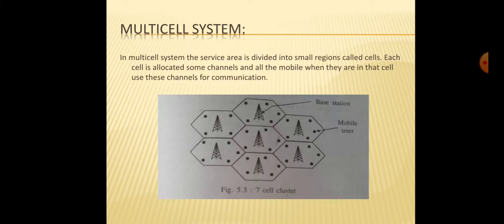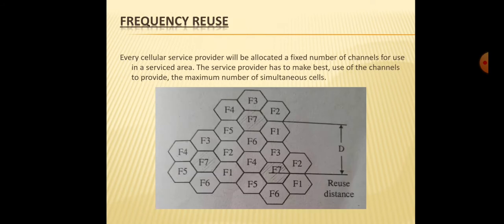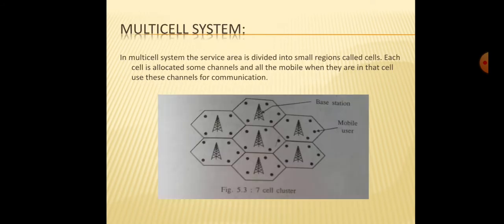In the multi-cell system, the service area is divided into small regions called cells. Each cell is allocated some channels, and all the mobiles, when they are in that cell, use these channels for communication.